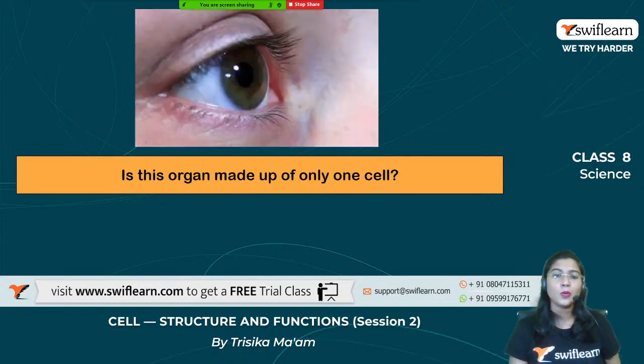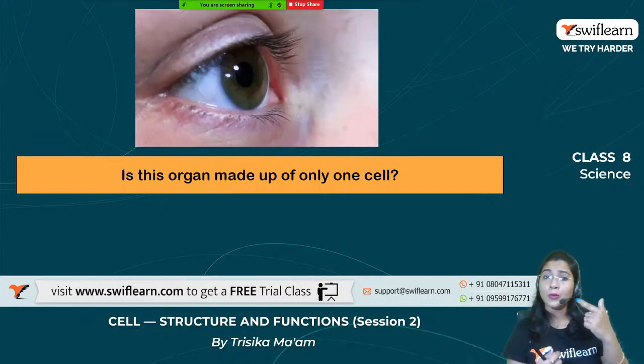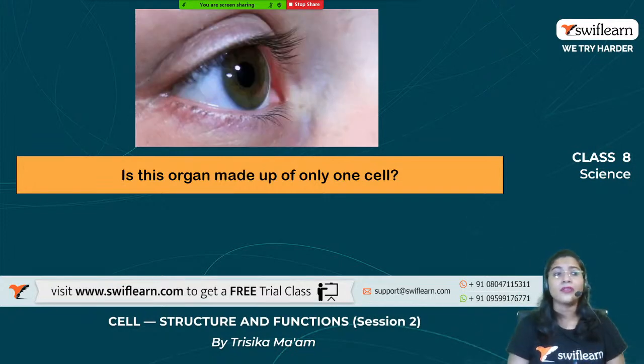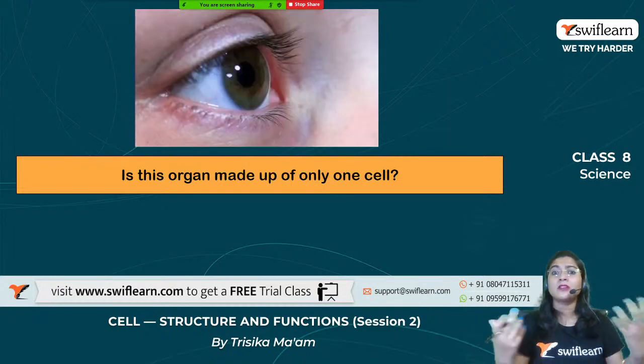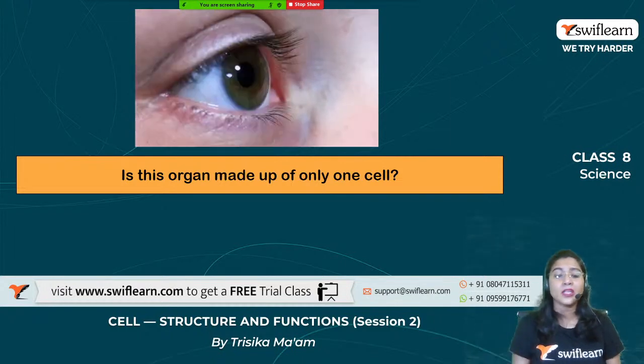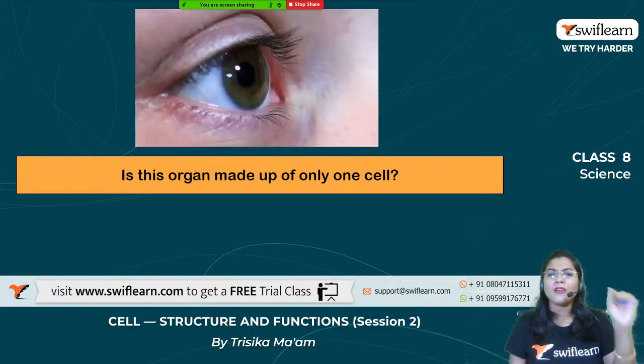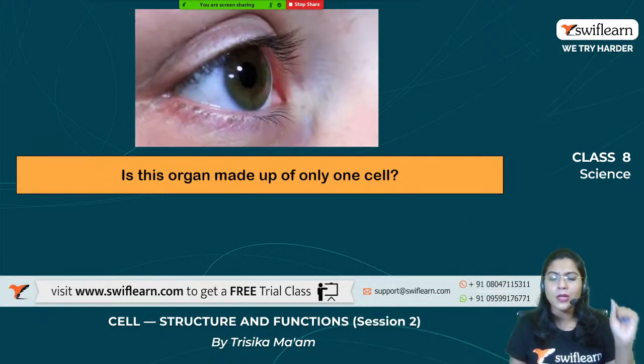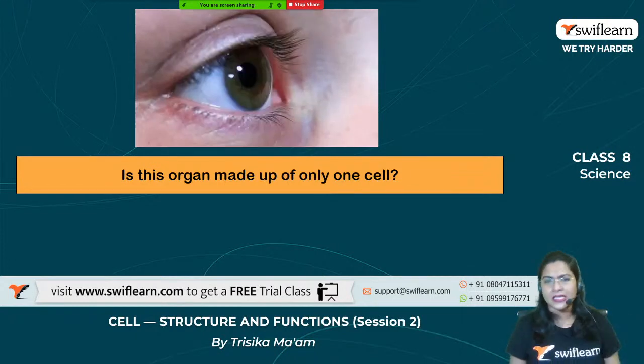Yes, we already know that we have different types of organs in our body, right? Not only eyes, we have the ears, fingers, skin, nose, tongue, stomach, liver, lungs, kidneys, right? So these are all the different organs of our body. Are each of the organs made up of only one cell or many cells? Let me see who can tell me this answer correctly in the chat box.